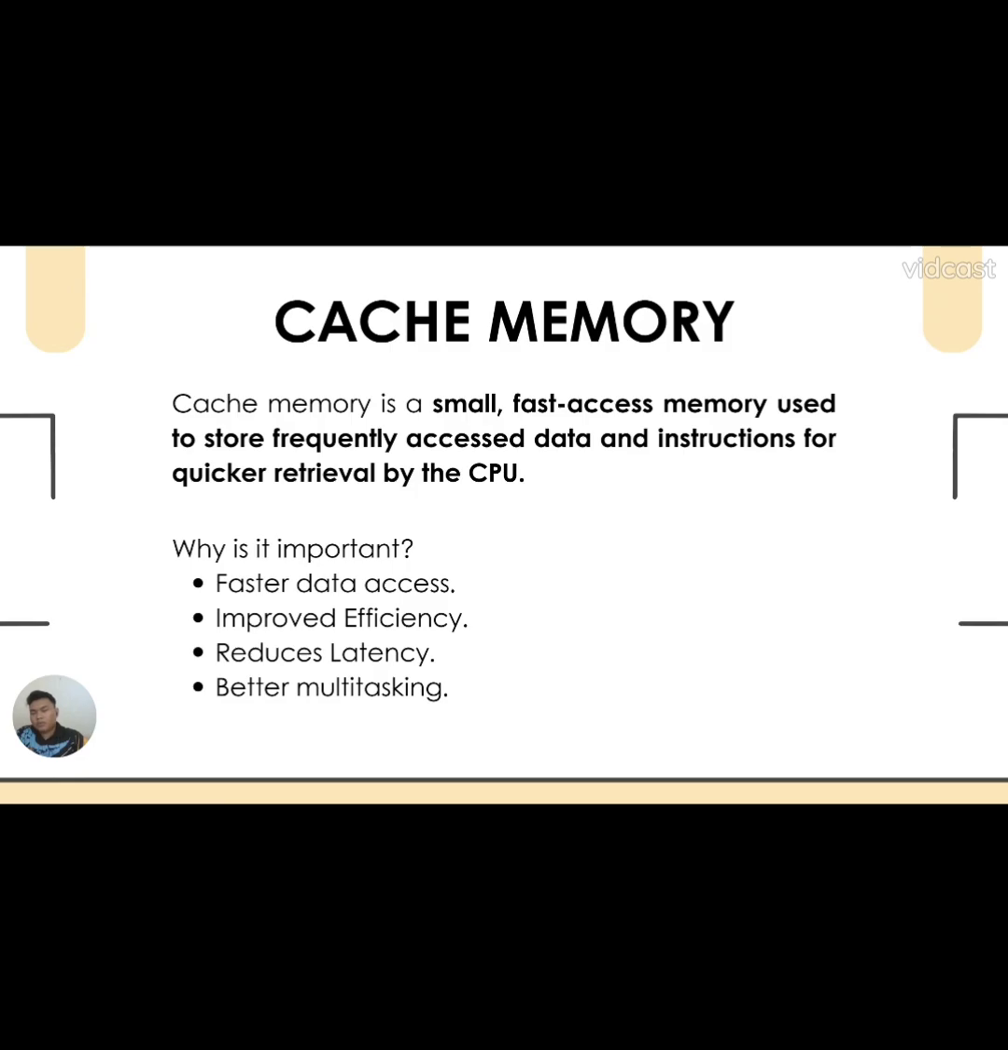To overcome this problem, the cache memory needs to store accessed data and instructions closer to the CPU, so the CPU can get the data it needs without waiting too long. As you can see here, cache memory is important because of faster data access, improved efficiency, reduced latency, and better multitasking.